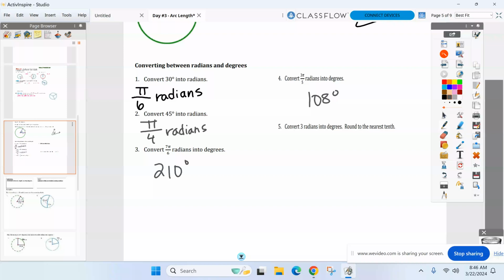Last one I want to convert with you. Sometimes radians don't have to be in terms of pi. We just write it like that because it's neater. All right, we can write out the full decimal. So look at this next one, 3 radians. No pi next to it, it's just 3 radians.